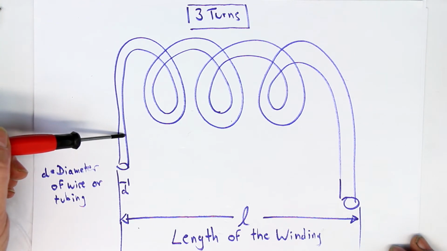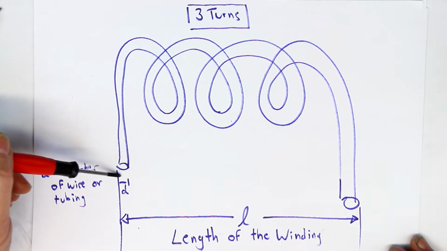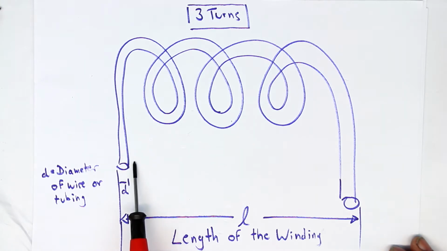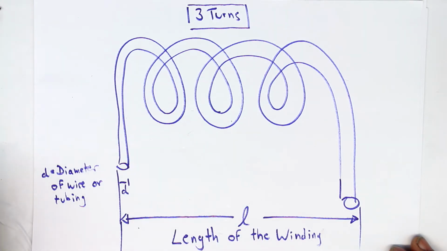So in our case, we will just see in a minute, if we have 20 millimeter diameter tubing and 3 turns, the minimum would be slightly less than 60 millimeter for the length of the winding. Why slightly more? Simply because we have to take into account either the insulation or a little air gap or anything to isolate the turns from each other.